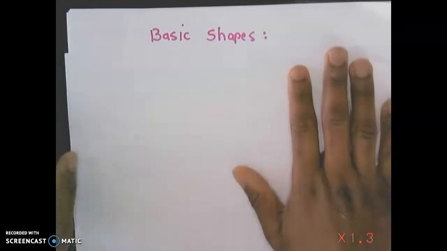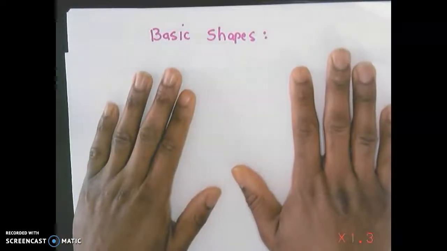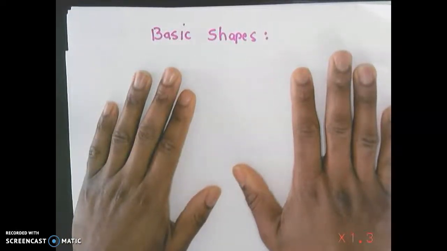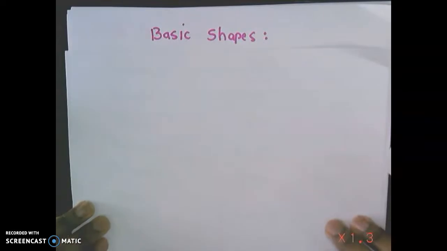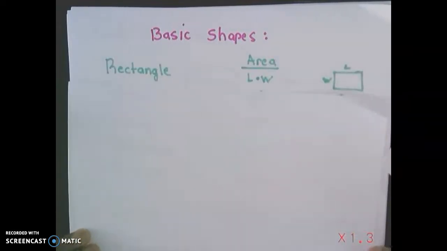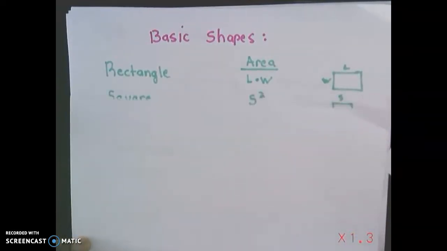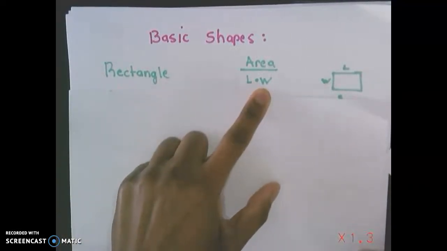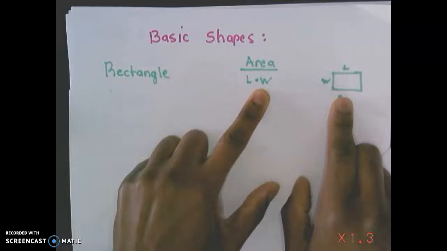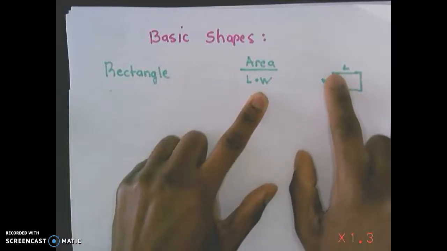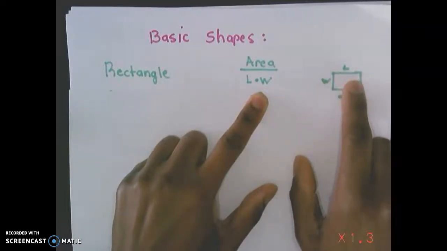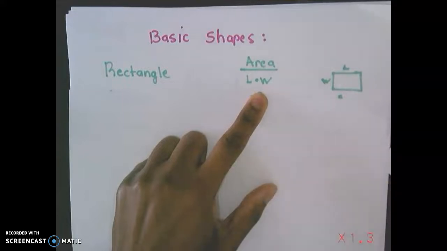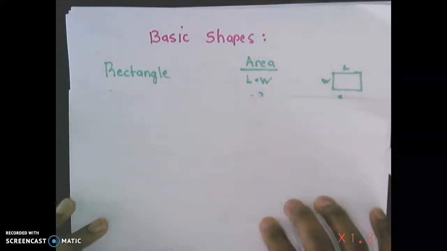We're actually going to talk about what the basic shapes are, and I'm going to give you the area of those basic shapes. So let's first start out with a rectangle. The area of a rectangle is going to be length times width. This is what the shape looks like. So your width is here and your length is here. So in order to find the area, you just multiply whatever the length is times the width.